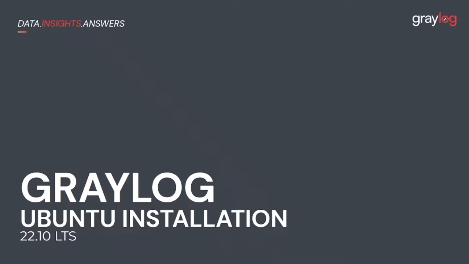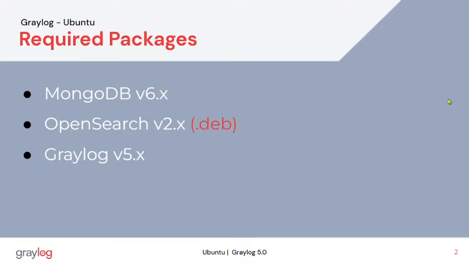I'm Ethan Keaton, Technical Marketing Manager here at Graylog, and today I'm going to be showing you how to install Graylog version 5 on Ubuntu 22.10. Before we get started, let's go over what we're going to need. We're going to install Mongo version 6, OpenSearch version 2.5, and last but not least, Graylog version 5. And we will be installing in that order.